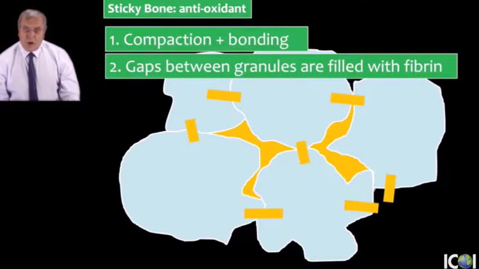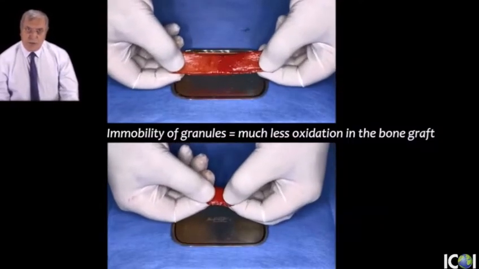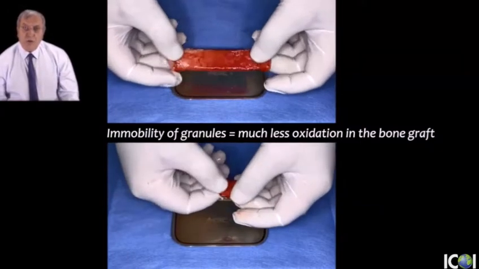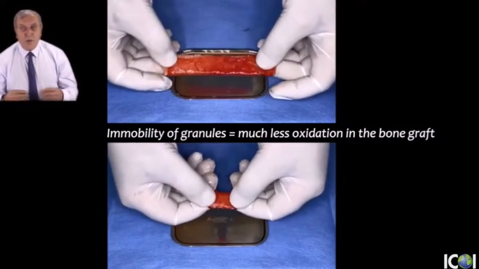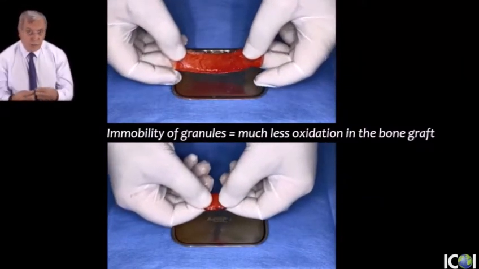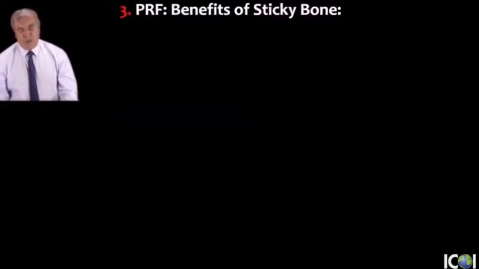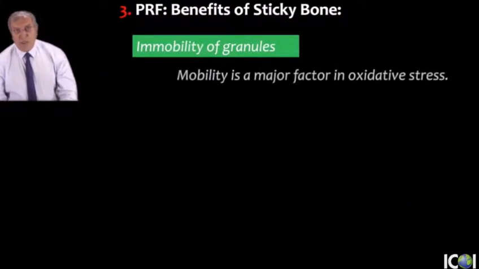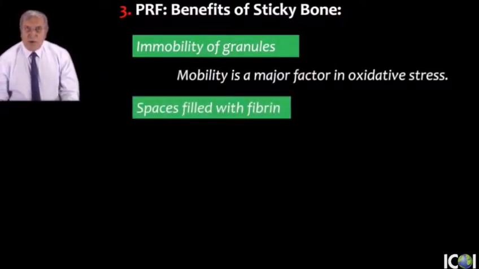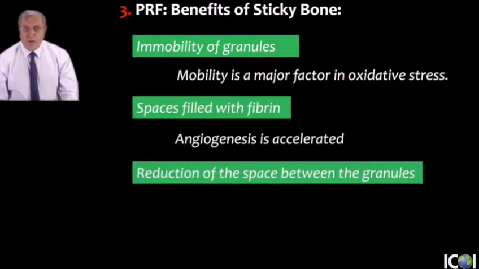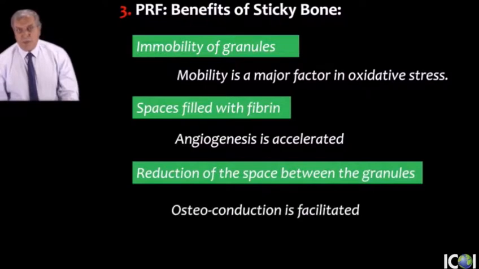And this kind of sticky bone is reducing the oxidation in the bone graft because the granules are not mobile. And we know that the mobility is the main factor of the oxidation. The mobility induces oxidation. But we also have the space filled with fibrin, and we reduced the space between the granules.